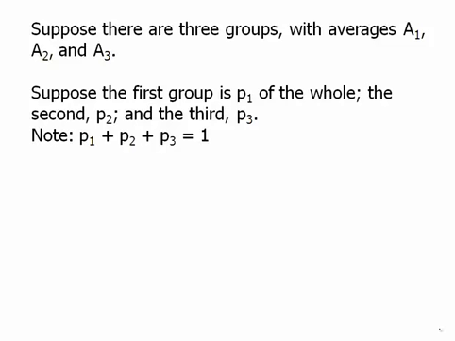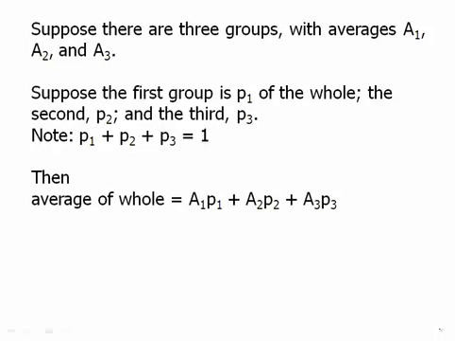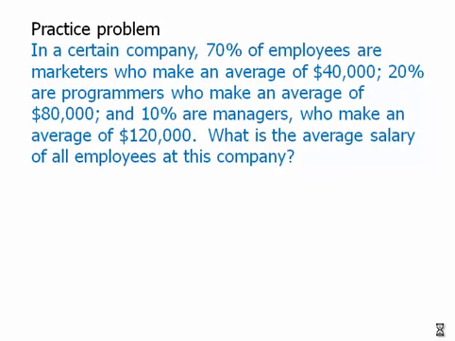Furthermore, the first group is P1 of the whole. That's its proportion, the proportion of the whole. The second is P2, the third is P3. These 3 proportions should add up to 1, because together they all add up to the entire group. So what I'm saying is we can multiply every average times its corresponding proportion and then add these products together. So the average of the whole equals A1 times P1 plus A2 times P2 plus A3 times P3. This is a very important idea. So pause the video and then work on this problem.